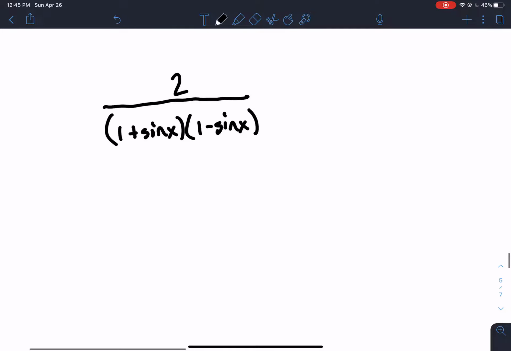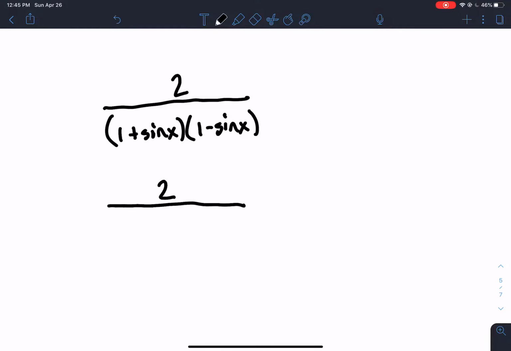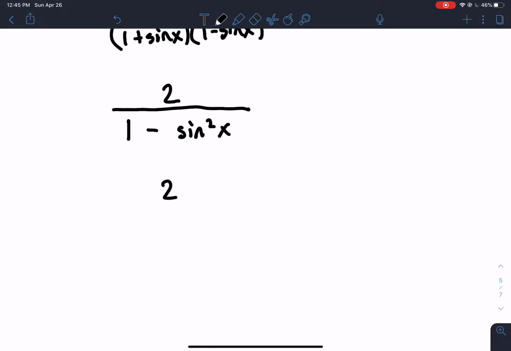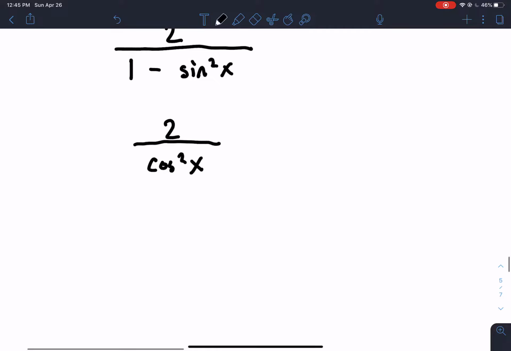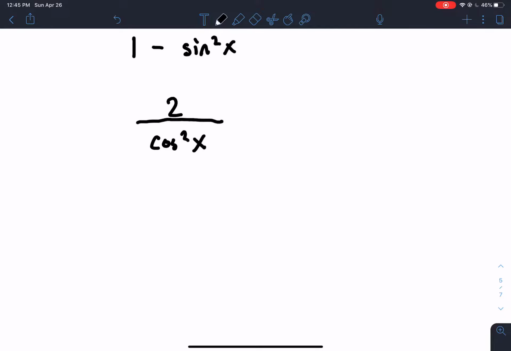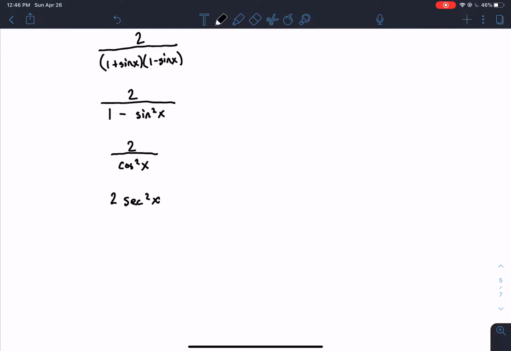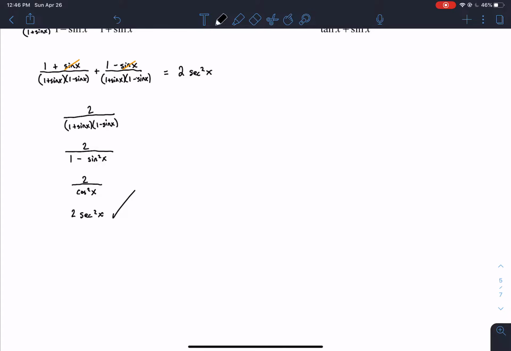Okay, so if you do that, that's going to give you a difference of two squares, right? So that's just 1 minus sine squared. And then that looks like a Pythagorean identity. So then you got 2 over cosine squared, and now you already know that 1 over cosine is secant. So 2 over cosine squared is 2 secant squared, which is what we need. Okay.